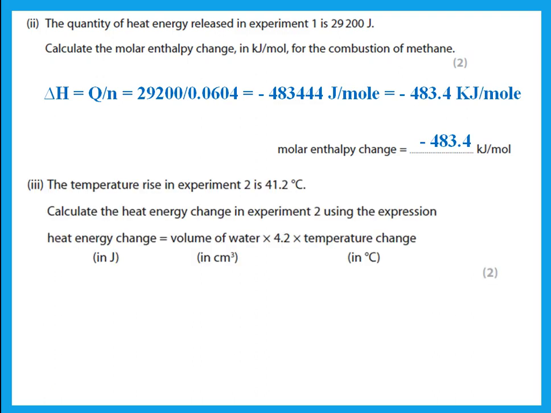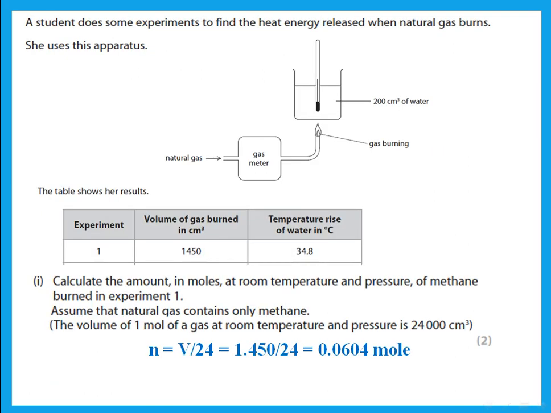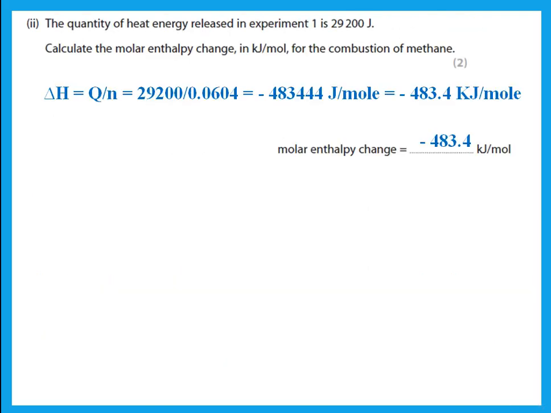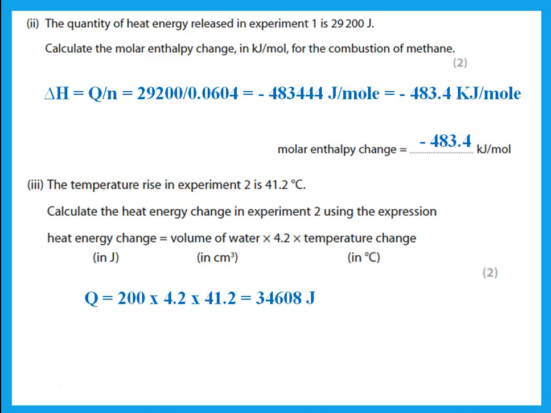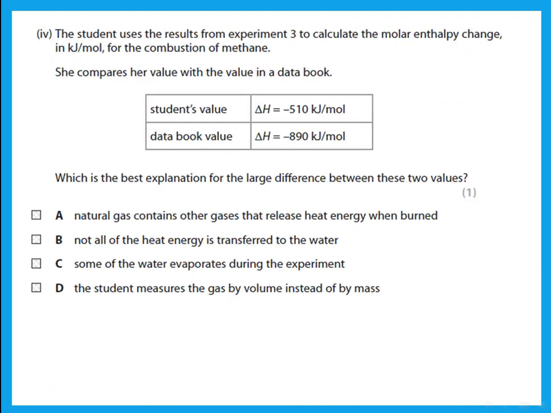Then he's saying in another experiment, the temperature rise is 41.2. So he's repeating that previous experiment with a certain temperature rise of 41.2. Now, the heat energy is volume of water times 4.2 times the temperature. What was the volume of water again? Let's just go back. The volume of water in the beaker was 200 centimeter cubed. So that means I have 200 grams times the 4.2 times the temperature change that he gives me. Again, the Q comes out in joules.